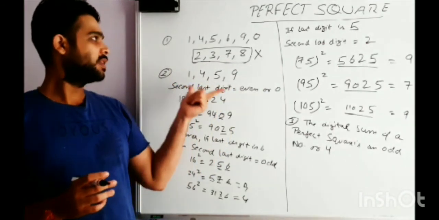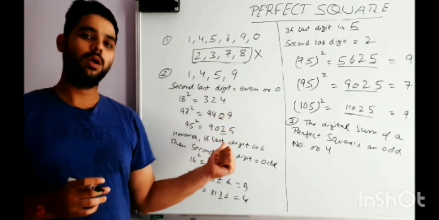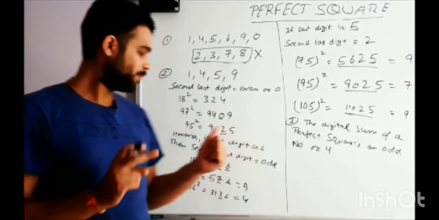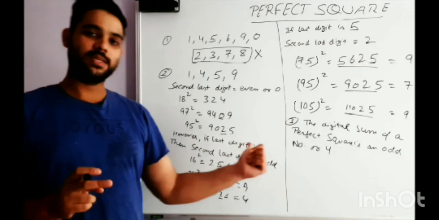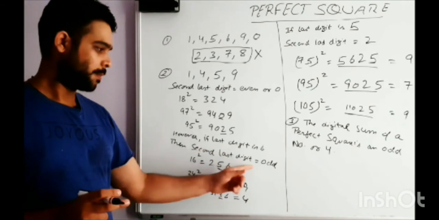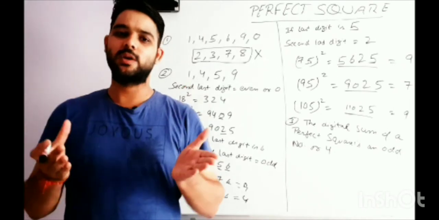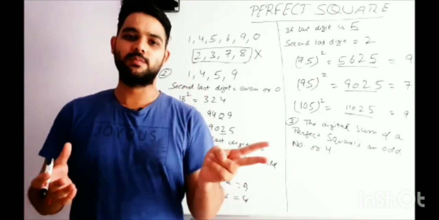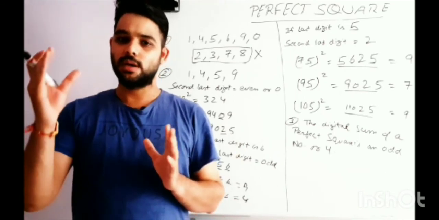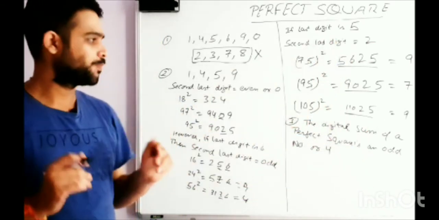Second thing, if the last digit of a perfect square is 1, 4, 5, 9, the second last digit will always be an even number or 0. Second last digit will either be an even number or 0. If the last digit of a perfect square is 6, then the second last digit will be an odd number. So if suppose you are given the numbers 256 and 266, and they are asking you which of them is a perfect square, then you can easily say that 266 is not a perfect square, because the last digit is 6 and the second last digit cannot be an even number. So 266 is not a perfect square, that is for very sure.